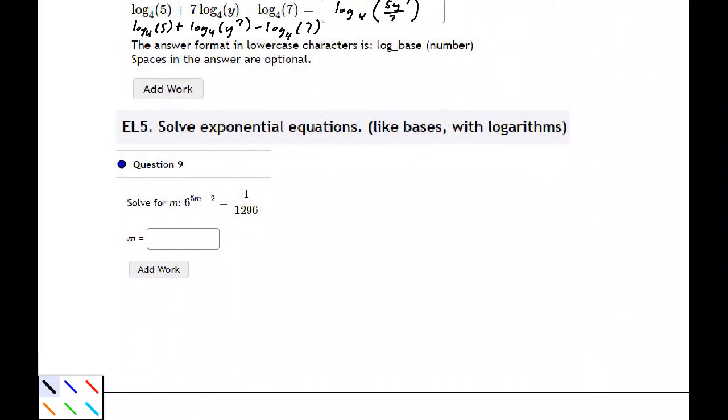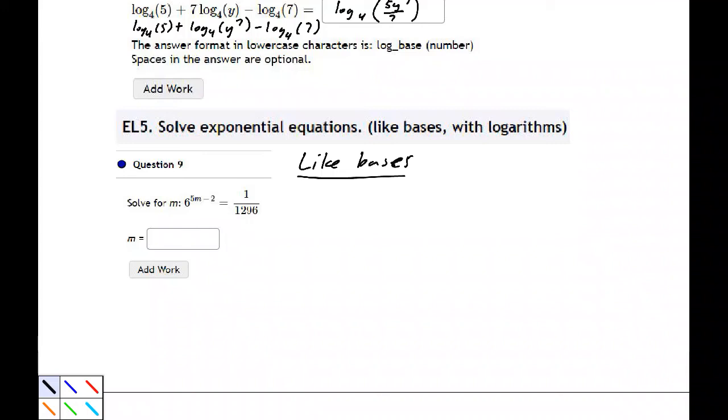So question 9 is going to be solving with like bases. And it says, solve for m. 6 to the 5m minus 2 is equal to 1 over 1,296. Now, because we know we're using like bases here, very first question might be, well, what power of 6 is 1,296? Because we want to write both of them with the same base.